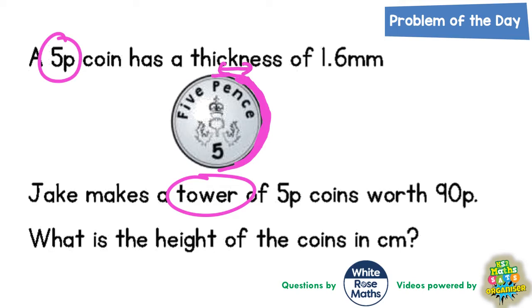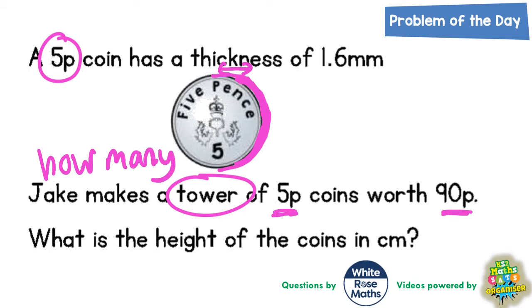Now it says she makes a tower of 5p coins worth 90p. What is the height of the coins in centimetres? Well, the first thing we've got to do is figure out how many coins we're actually using, because it doesn't say how many coins she's using. So that's what we're going to work out.